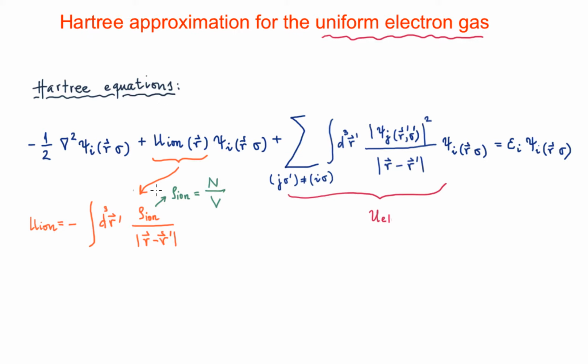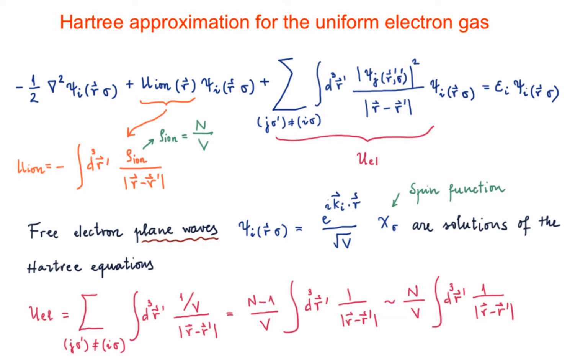These are the Hartree equations in the general context here, and these are the equations that we need to consider in order to get the wave functions, the electronic wave functions for the electronic states. Okay, for the uniform electron gas, the ionic contribution to the potential energy-like term we have here is given by that expression, where the ionic or nuclear charge density, this rho ion, is equal to N over V.